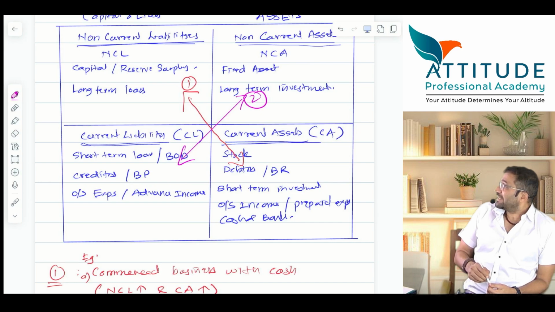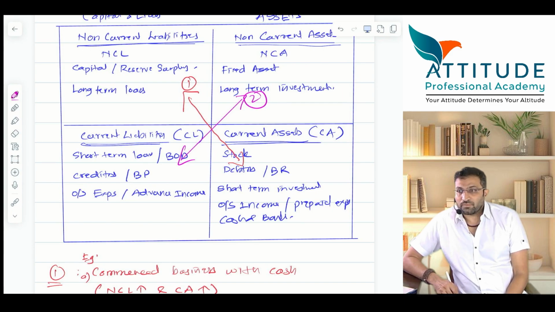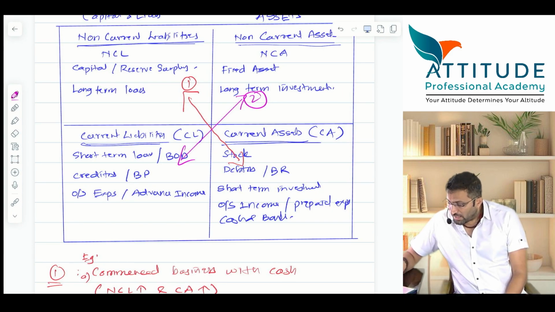Non-current assets and current liabilities. Purchase of fixed assets on credit. Very good. What happens? Fixed asset increases, current liability, I mean your creditors will also increase. Very good. Any other thing? Fixed assets purchased on credit. Correct hai? Next, any other thing?